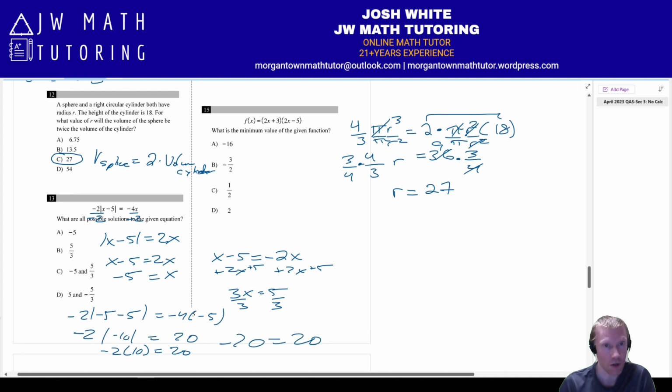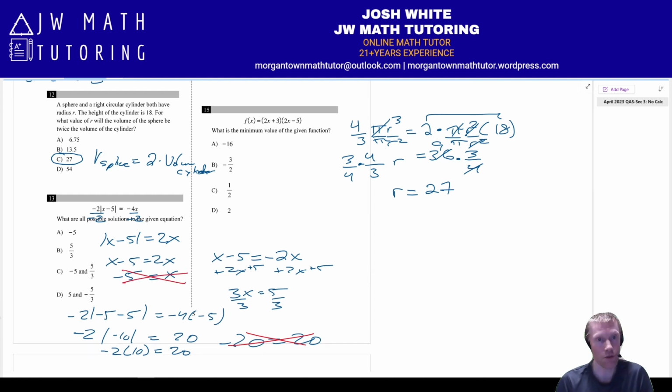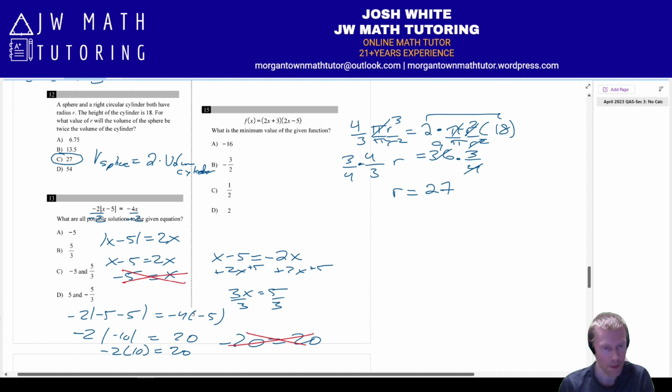Notice that negative 20 does not equal positive 20. That statement is never true. That means that negative 5 is not an answer or not a solution to this problem. Therefore, the correct answer is going to be B, 5/3 only.